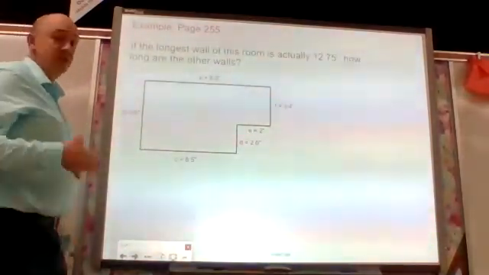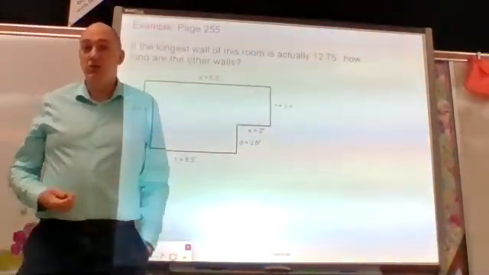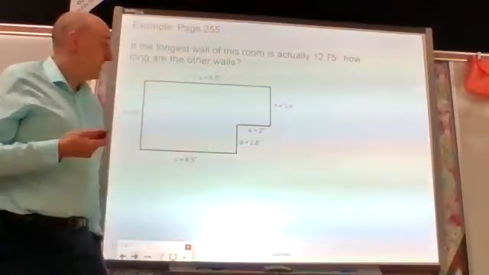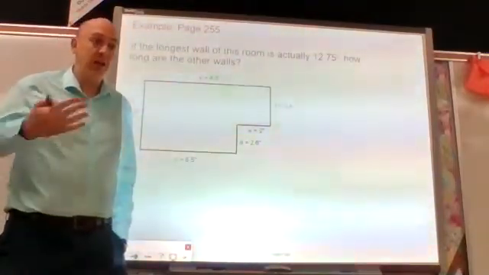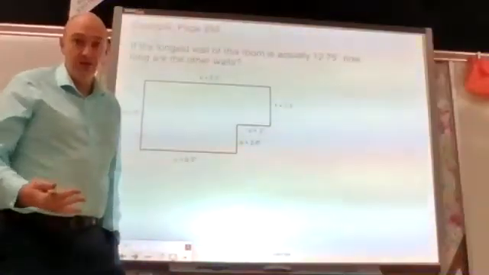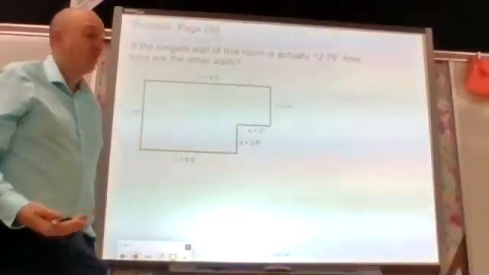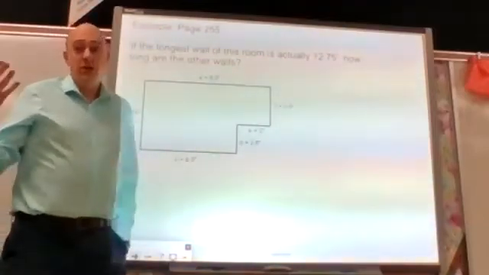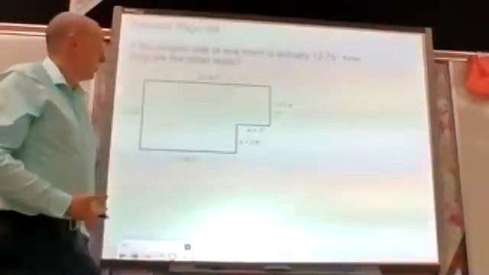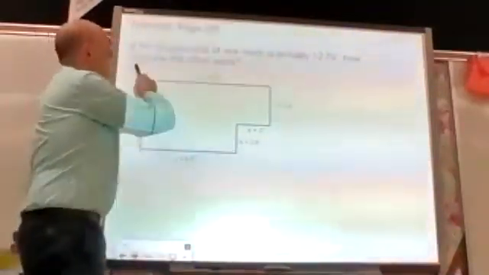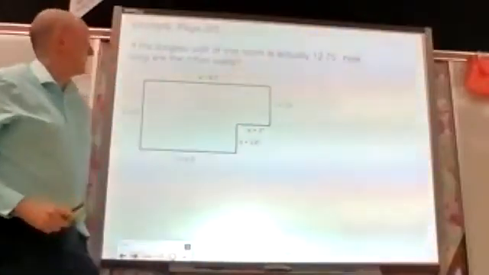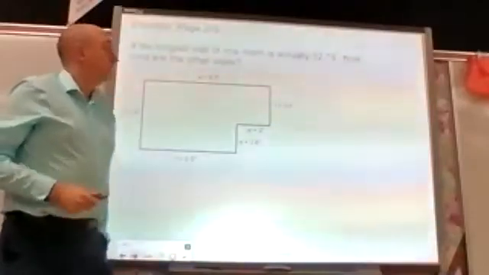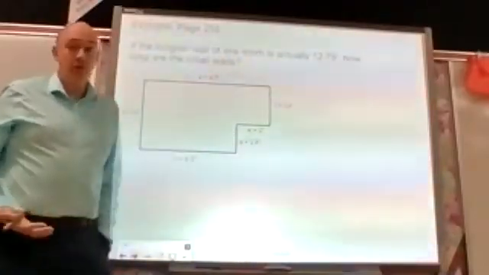All right, so here's an example, page 255. What can we do with similarity? One thing that is similar is scale drawings. Scale drawings are always done to be similar. So all the angles should match the actual angles in real life, and all the sides should be reduced by the same scale factor. In this case, the longest wall of this room is actually 12.75 feet long. How long are the other walls?